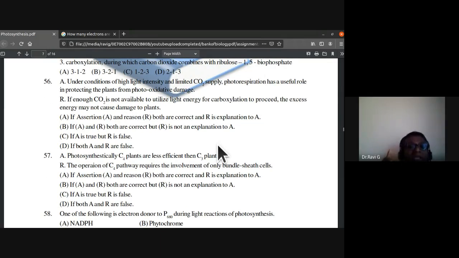56th: under conditions of high light intensity and limited carbon dioxide supply, photorespiration has a useful role in protecting the plants from photooxidative damage. The reason is, if enough carbon dioxide is not available to utilize light energy for carboxylation to proceed, the excess energy may cause damage to plants. So for 56, these are the two statements. What is the answer for this?